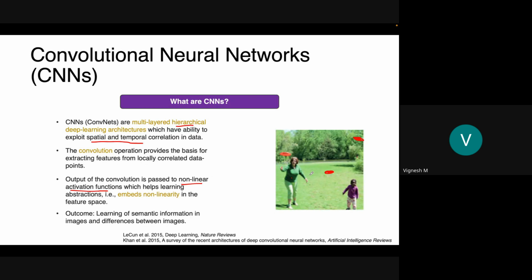It can still figure out there's a frisbee there, there's a woman there, but the local correlation between the woman and the frisbee when it's on the ground is very different from when it is here, right? So that is what you want to extract. You want to extract that meaning out, and that comes from these local correlated data.